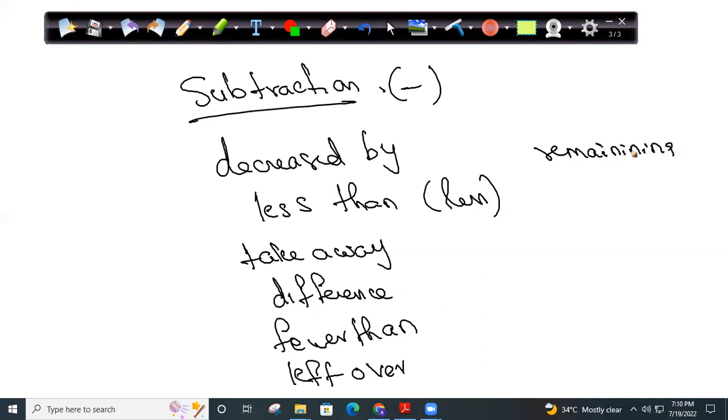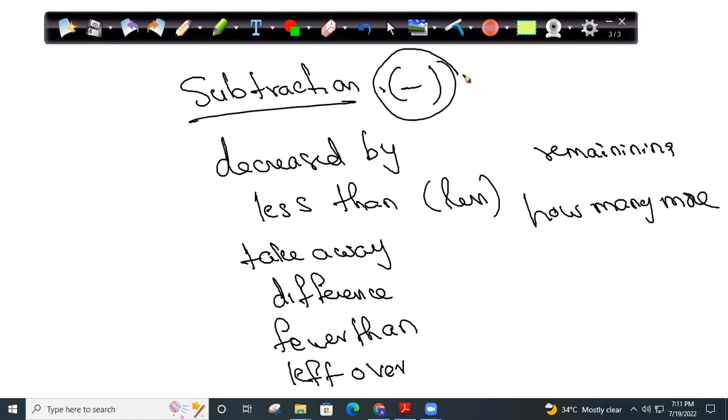Slowly I'll go to difficult things. You should be good at these basics so that you can immediately represent what they're asking. So when I say remaining, it means minus, or how many more, minus. Generally, whenever I have these English sentences, I try to convert them into a mathematical statement.